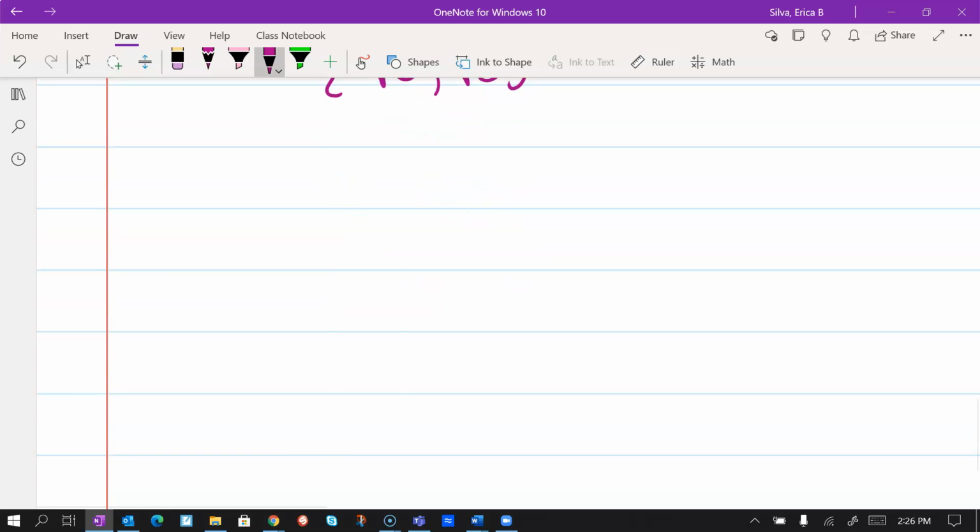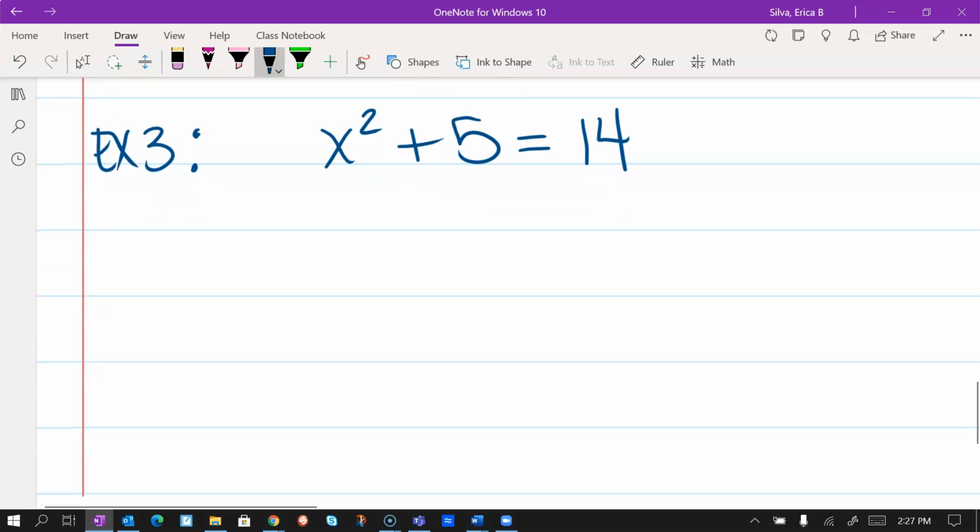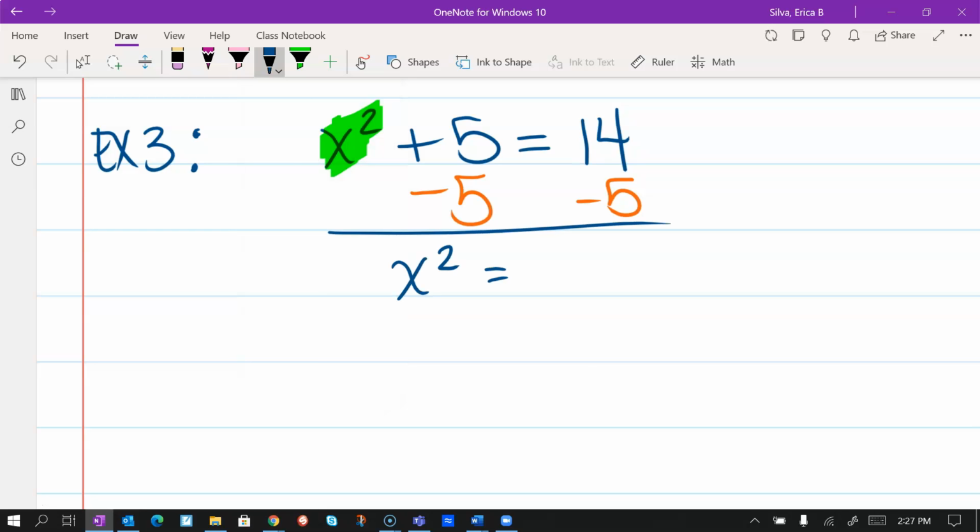All right, another way you'll see this type of equation is example number 3. We've got x squared plus 5 is equal to 14. Now we want to identify what is being squared. The x, perfect. So what do we need to move? The 5, perfect. And we do the opposite, which is minus 5. We end up with x squared is equal to 9.